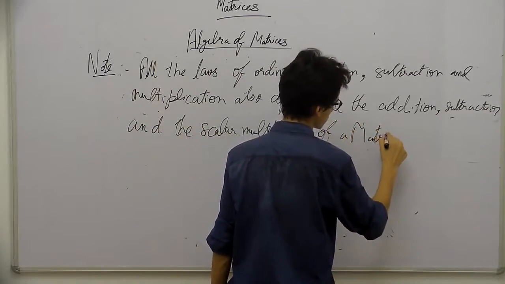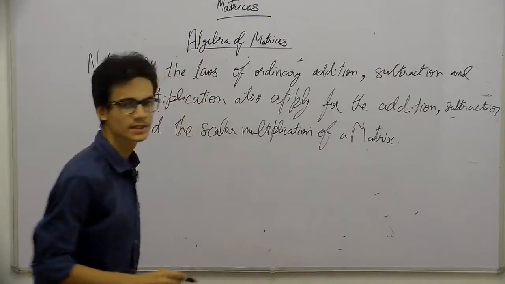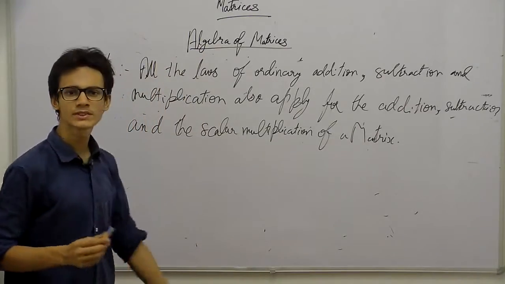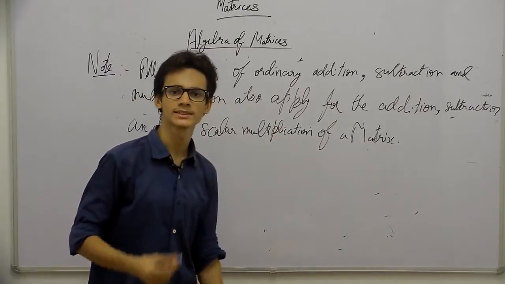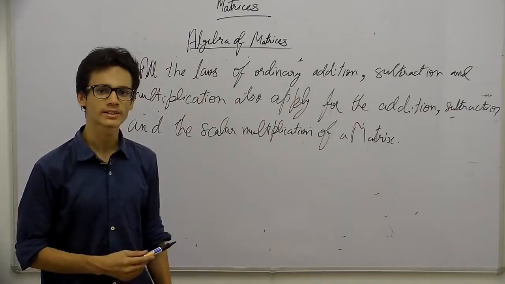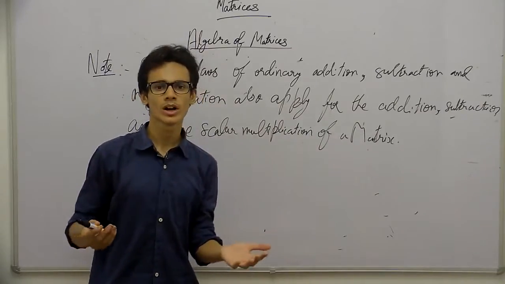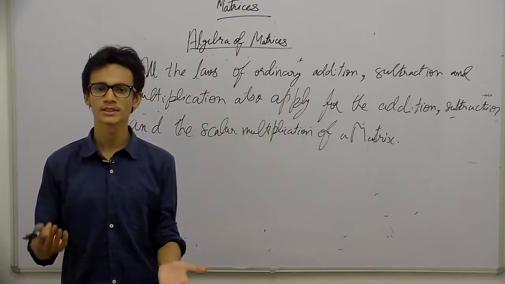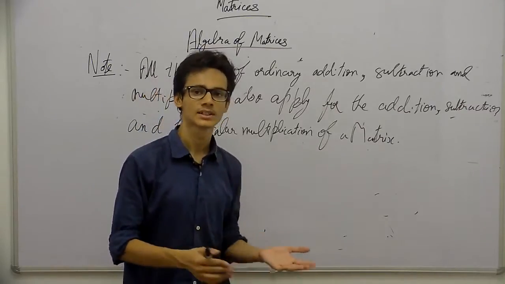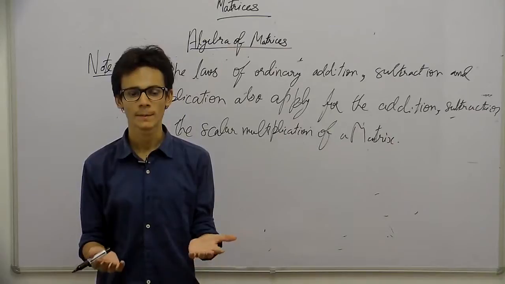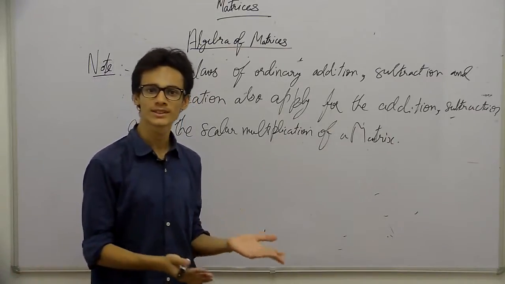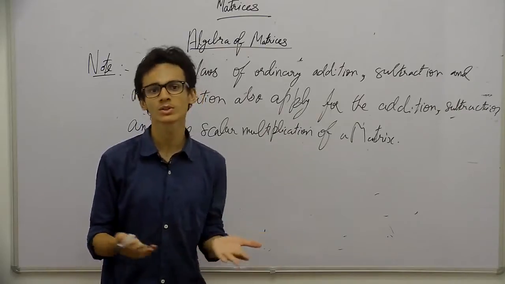So what do we mean by this statement? I mean to say that all the laws which we have learned in our previous classes of addition, subtraction and multiplication also apply for matrices. We know how to add 2 plus 3, and we know 2 plus 3 is equal to 3 plus 2. That's why this also applies for matrices. If A plus B is equal to something, then B plus A is also equal to the same thing. 2 plus 3 is equal to 5, so 3 plus 2 is also equal to 5.